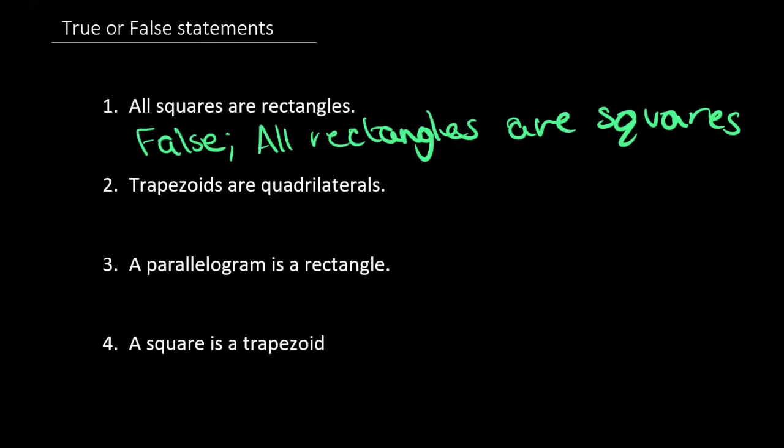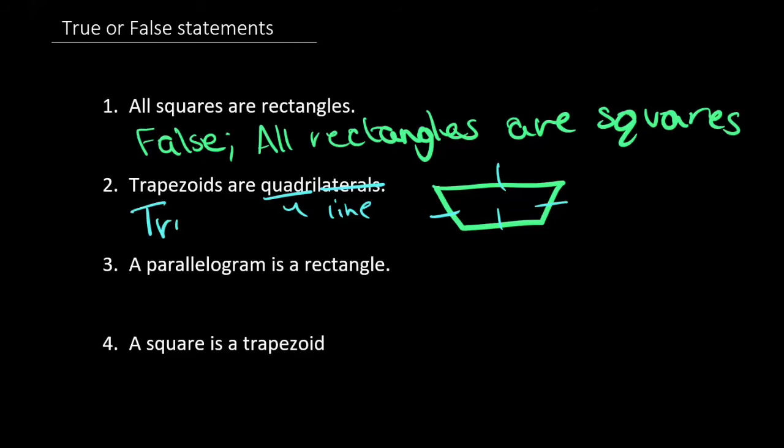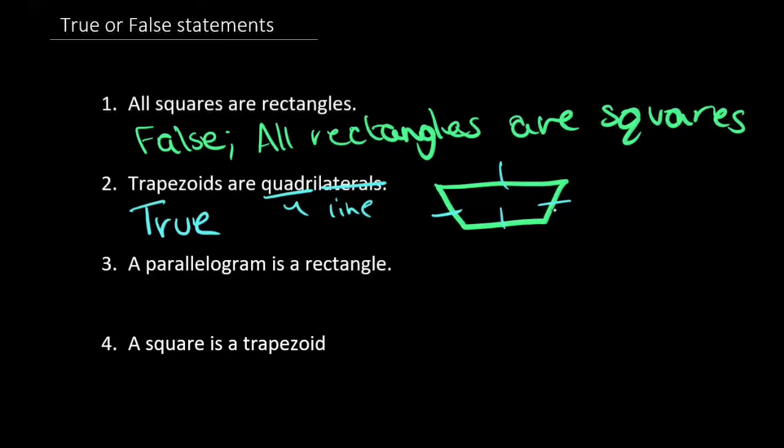Now let's move on to the next one. Trapezoids are quadrilaterals. So I'm going to draw a trapezoid, and quadrilaterals are any polygons with four lines. And is our shape a polygon? Yes, it is. Does our shape have four lines? Yes, it does. One, two, three, and four. So that means the second statement is true.